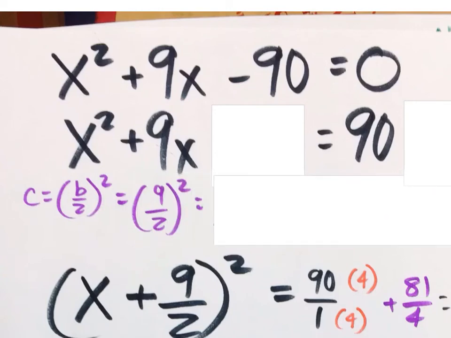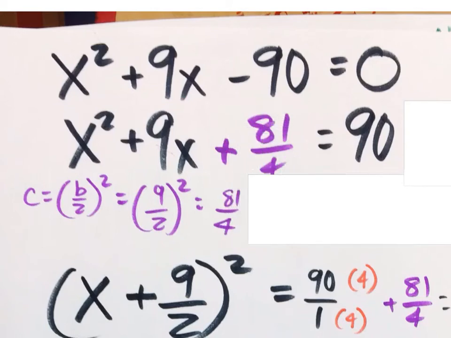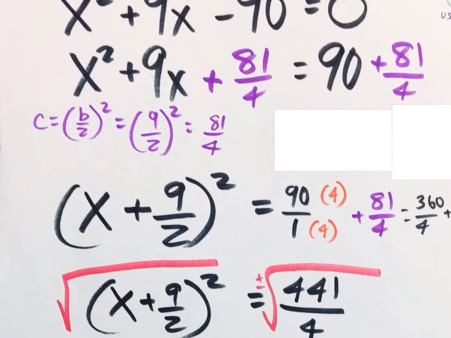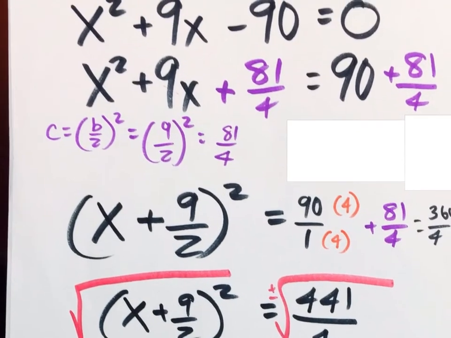And 9 times 9 is what? 81. 2 times 2 is 4. So this is going to be 81 fourths. So we're going to be adding 81 fourths to the left side. And if we're adding it to the left side, then we've also got to add it to the right side. Amazing. All right, so now what do we do? We can simplify the left side to x plus 9 halves squared, right? And then on the right side, how does this work?